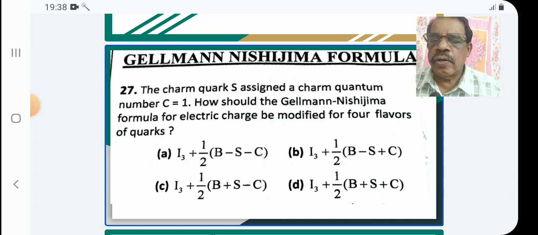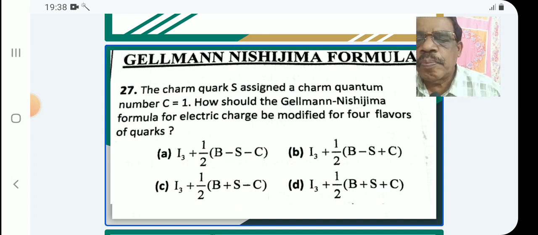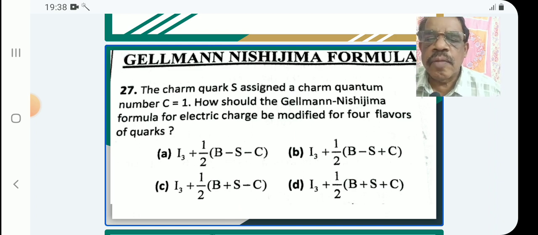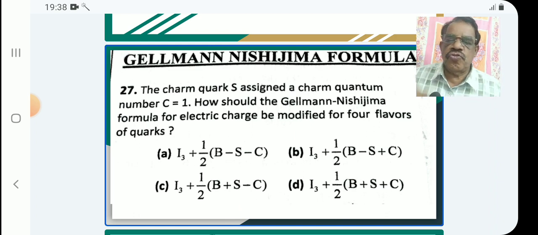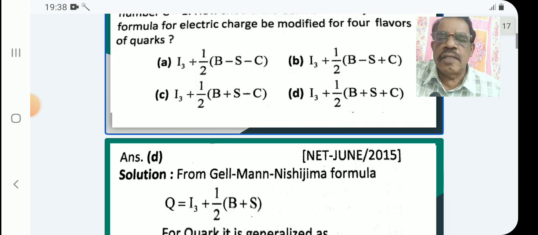The options are: A, I3 plus 1/2 (B minus S minus C); B, I3 plus 1/2 (B minus S plus C); C, I3 plus 1/2 (B plus S minus C); D, I3 plus 1/2 (B plus S plus C). The answer is D, that is Q equals I3 plus 1/2 (B plus S plus C).